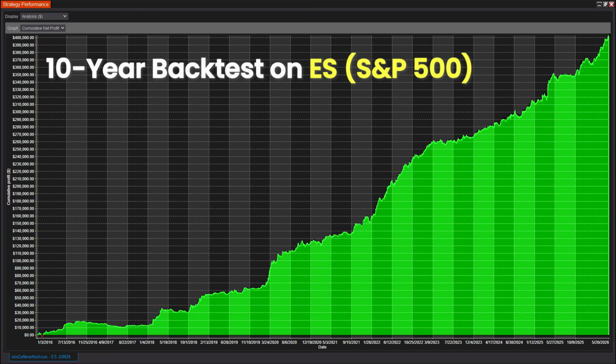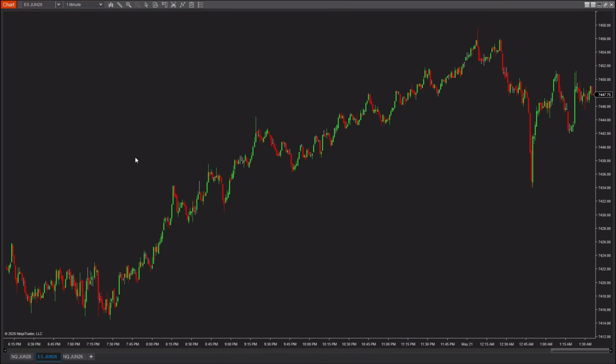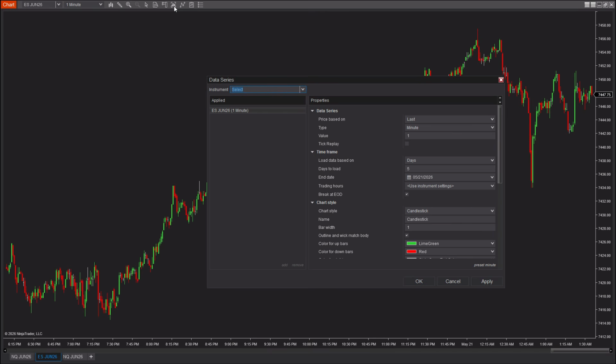Now let's take a look at the ES configuration used to achieve these results. And later in the video, we'll also break down New Horizon in more detail, so you can better understand the profit potential behind this system. Just like before, we'll be loading 10 years of historical data, starting from January 1st, 2016, all the way up to today, May 21st, 2026.